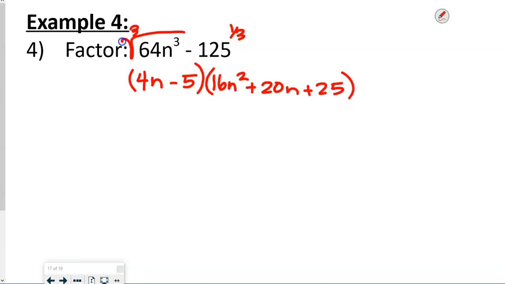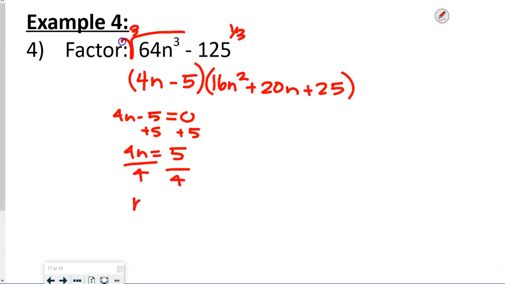We're going to set the 4n minus 5 equal to 0. We're going to add 5 to both sides. So 4n equals 5. And then we're going to divide both sides by 4. So one of our solutions is n is equal to 5 over 4. That's our real solution, okay? We're also going to have two complex solutions, right?